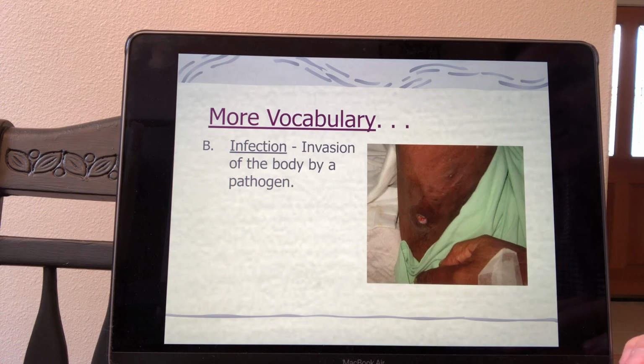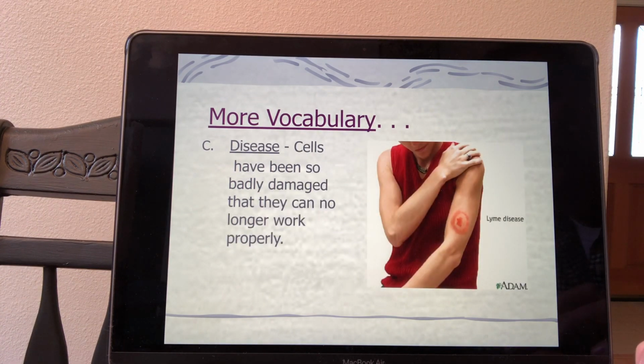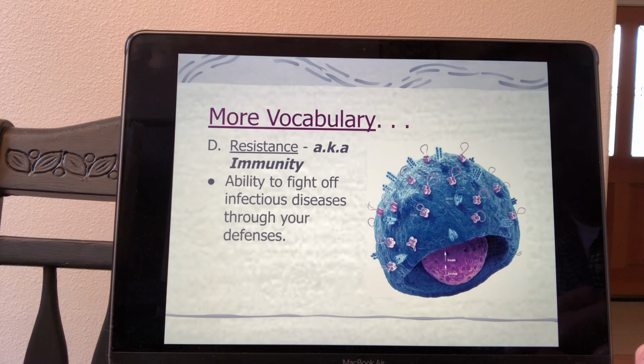Infection is when any of these 5 pathogens invade the body. And then disease is where the infection has become so badly damaged the cellular tissue in the body that the cellular tissue can no longer work properly. To build up a resistance is also to build up an immunity, a way for your body to fight off infectious diseases through your defenses.